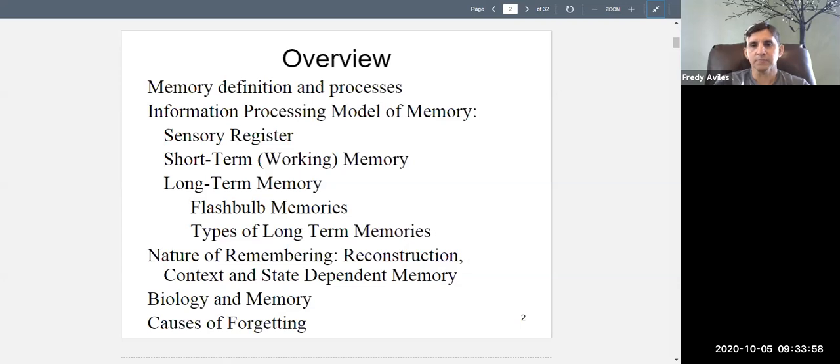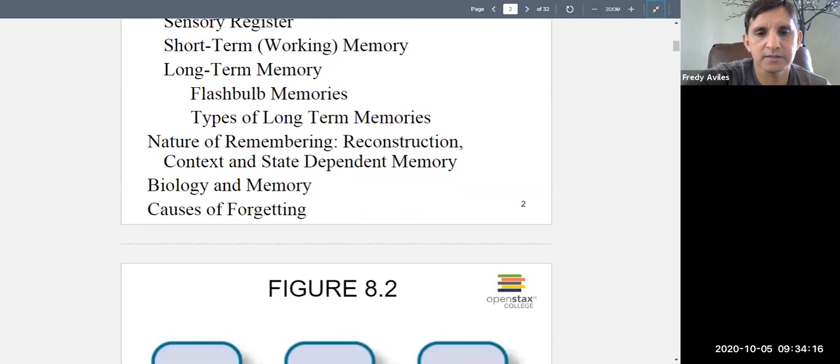We're going to talk about the information processing model of memory, and sensory memory, short-term memory, long-term memory, okay? And then that's about as far as we'll get. The nature of remembering, biology and memory, causes of forgetting, that stuff we'll talk about on Wednesday. Okay, so let's get started.